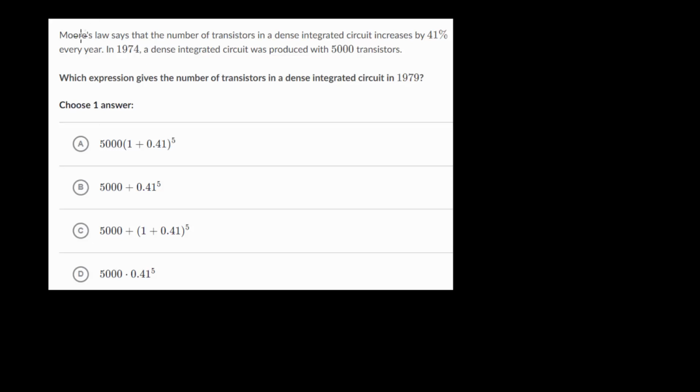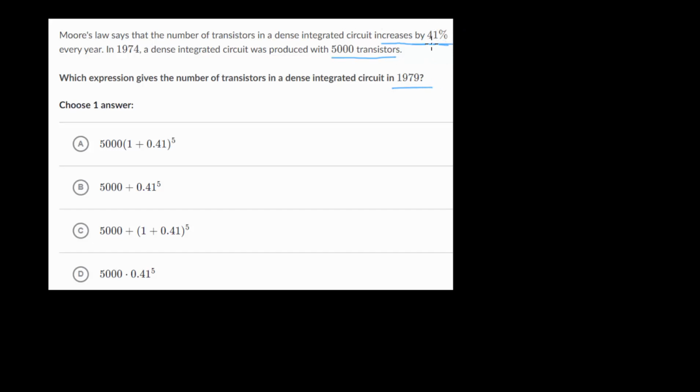And for this problem, we have that Moore's law says that the number of transistors in a dense integrated circuit increases by 41% every year. In 1974, a dense integrated circuit was produced with 5,000 transistors. Which expression gives the number of transistors in a dense integrated circuit in 1979?